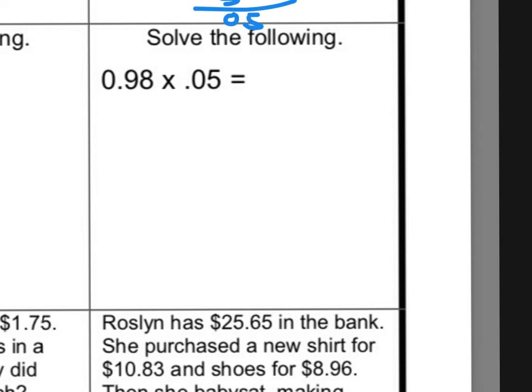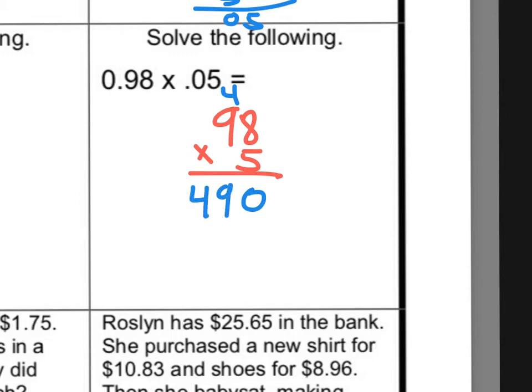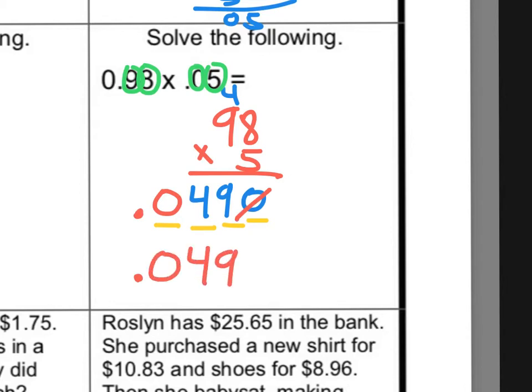For the next one, it says solve the following. We're just going to multiply normally. Here's 98 times 5. I know that 5 times 8 is 40. Carry my 4. 5 times 9 is 45. Add 4 would be 49. And then we have 1 number, 2 numbers, 3 numbers, 4 numbers behind the decimal. Now we want to have 3 numbers. So we have 1, 2, 3. So we need another one. So all we need to do is put a 0 in the front. And our decimal goes there. And then if you want, you can get rid of the 0 on the very back. So it would be 0.049, or 49 thousandths.